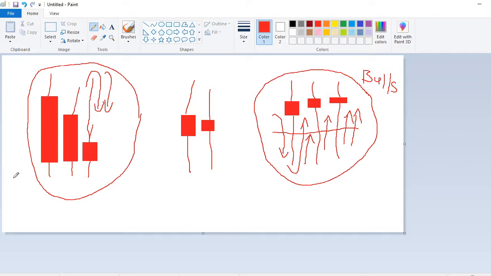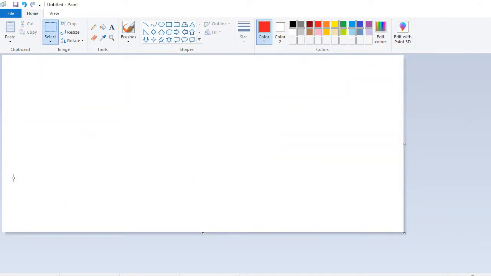Now, before going to the next step, I just want to conclude two more points. Let's suppose there are two candles. One has a very big lower wick, the other has a big upper wick. What does that mean? How do you conclude this?